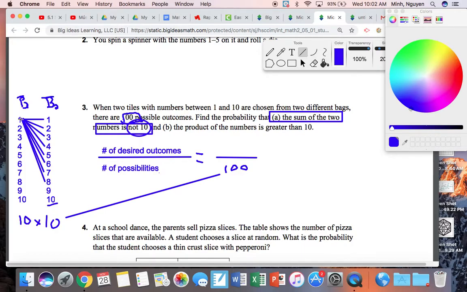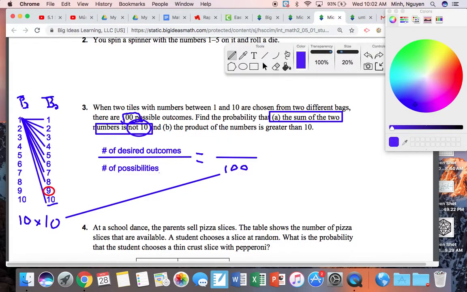8 numbers, and 9. I do not count 1 and 9, because 1 plus 9, so in fact I'll do it in red, 1 plus 9 is 10, so we do not count that, but we count everything else. So that's 1, 2, 3, 4, 5, 6, 7, 8, 9 numbers, or 9 possible outcomes. And let's actually go back into this in blue. We have 9 possible outcomes.